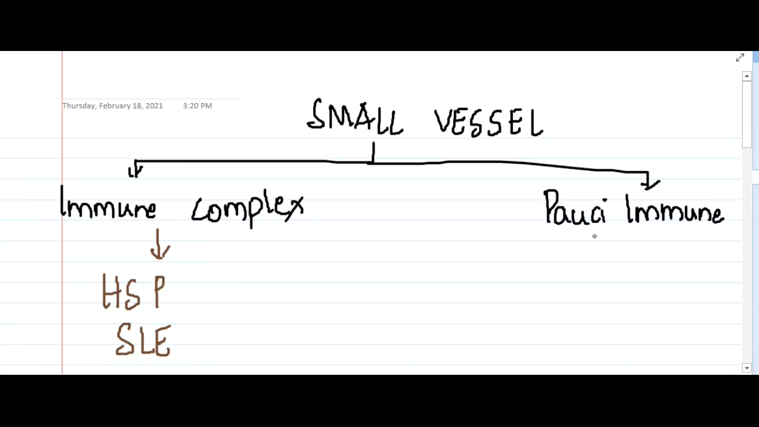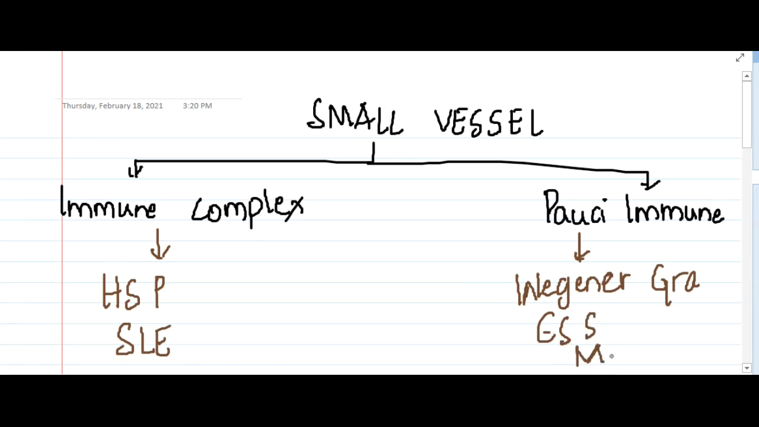Then pauci-immune disease includes three disorders: Wegener's granulomatosis, Churg-Strauss syndrome, and also microscopic polyangiitis. So first, in this chapter we are going to learn about Henoch-Schönlein purpura.